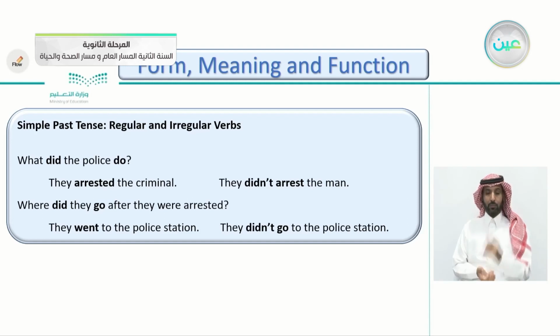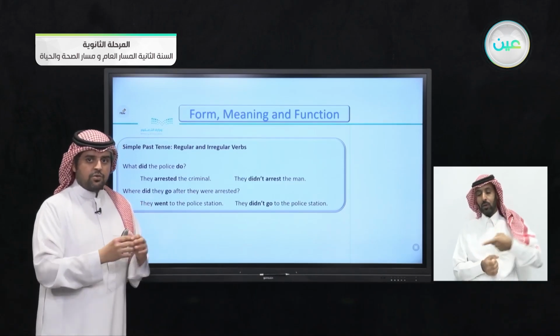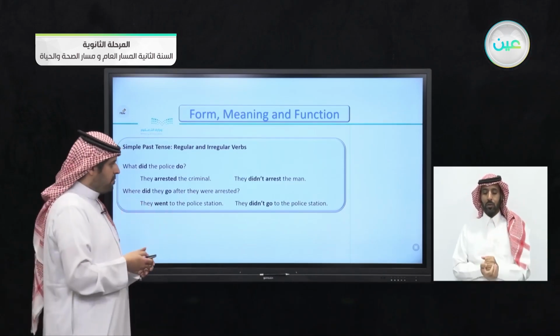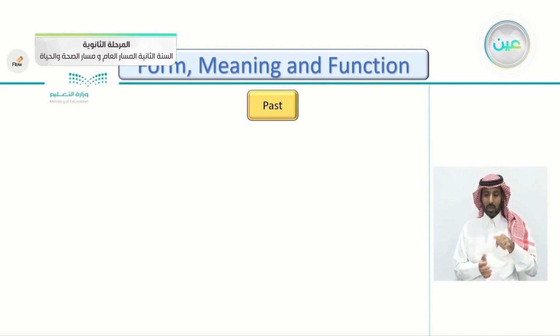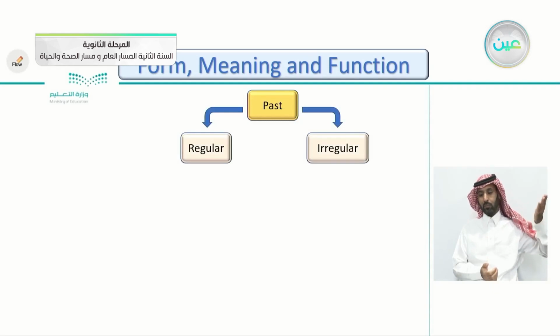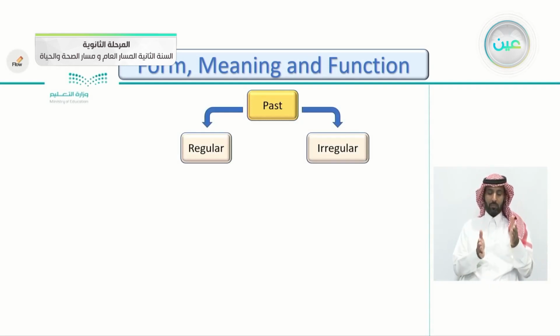And you can notice here the verb go in the question and in the answer is not in the past tense. Why? Because there's the word did before it. If any past tense verb comes after the verb did, you put it in the present form. So this is the past tense here, the verbs in the past tense. We have two ways of writing them and reading them: regular and irregular verbs. The past tense verbs, we have regular and irregular verbs.